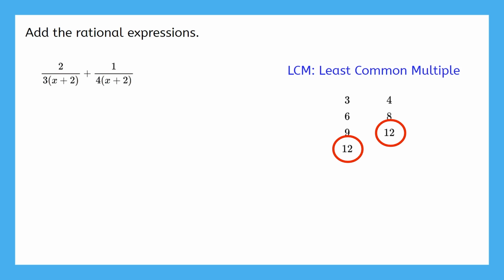So we multiply the first fraction by 4 over 4 and the second fraction by 3 over 3. This gives us our fractions with the same denominator. Now we can see our LCM of 12 times x plus 2. We add the numerators and we get our solution.